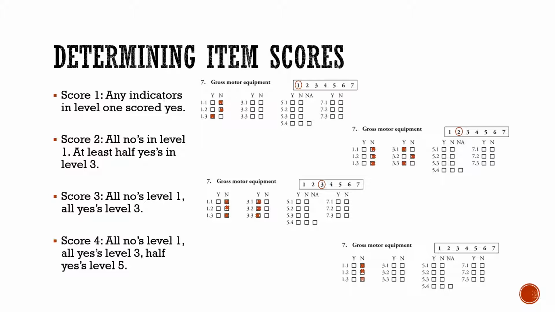Level 4 is given if all indicators under Level 1 are no, all indicators under Level 3 are yes, and at least half of the indicators under Level 5 are yes. Note, in this example, Level 5 has 4 indicators, which would require at least 2 yeses. However, one indicator is marked not applicable, and therefore is not taken into the scoring. Therefore, a Level 4 can still be obtained as at least 2 of the 3 scored indicators are yes.